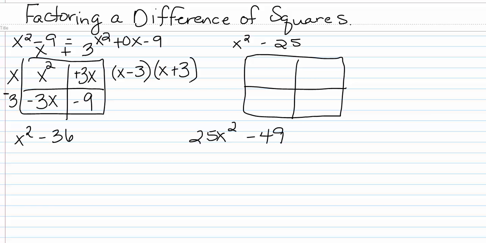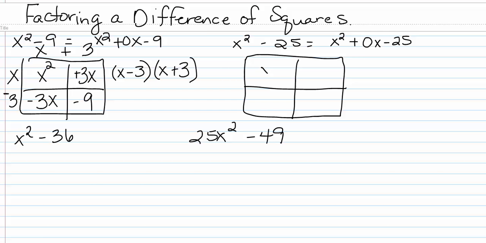And I could switch those around. I could say x plus 3 times x minus 3. It doesn't matter which order I put them in. So again, in the next example, I'm missing a middle term. So that must mean it's x squared plus 0x minus 25. Some of you might already be thinking what the answer might be.